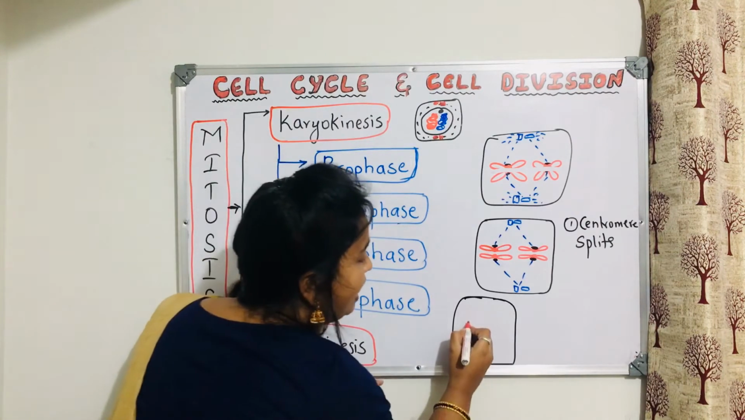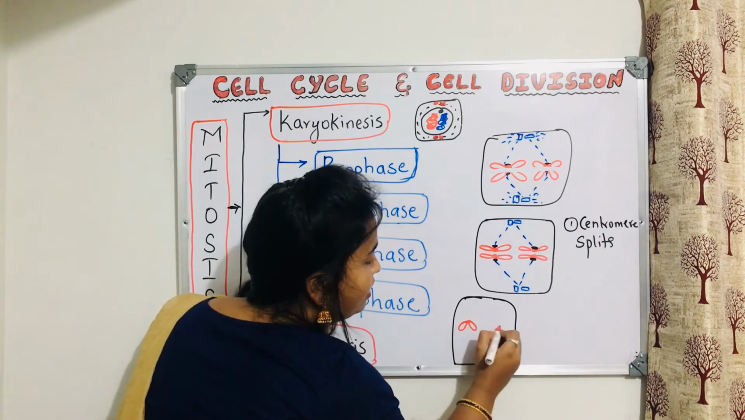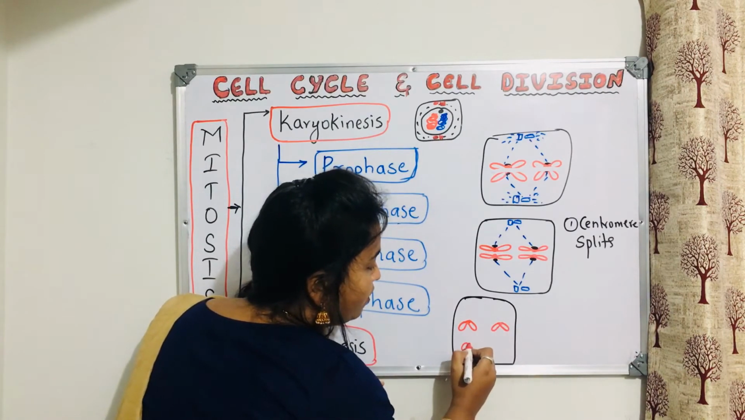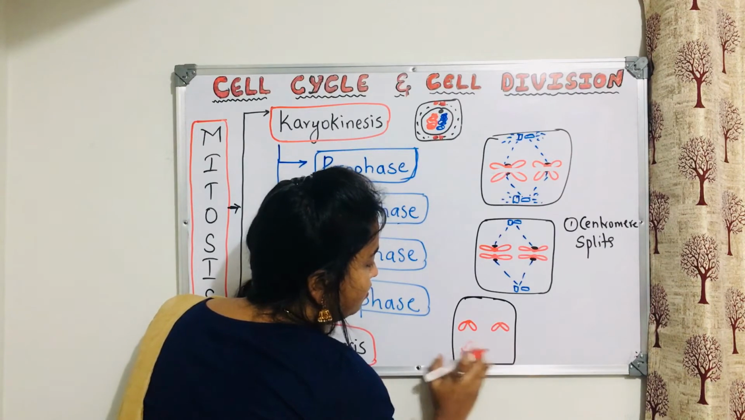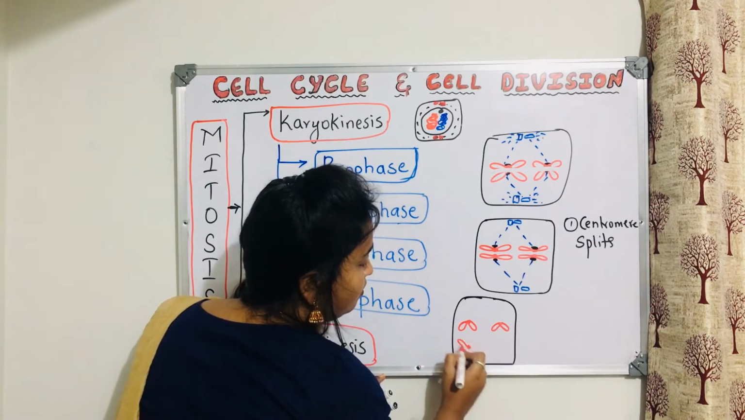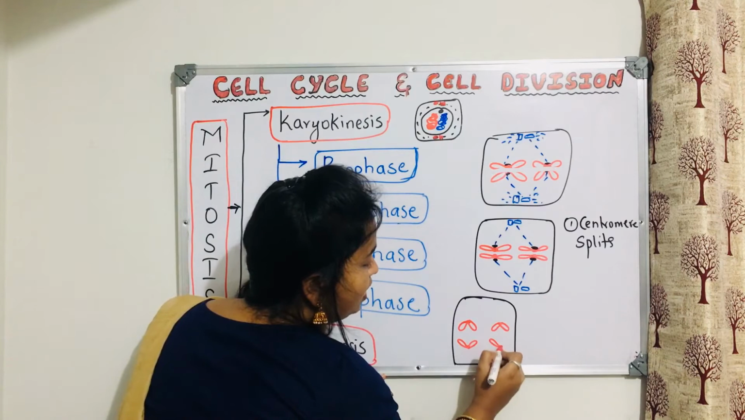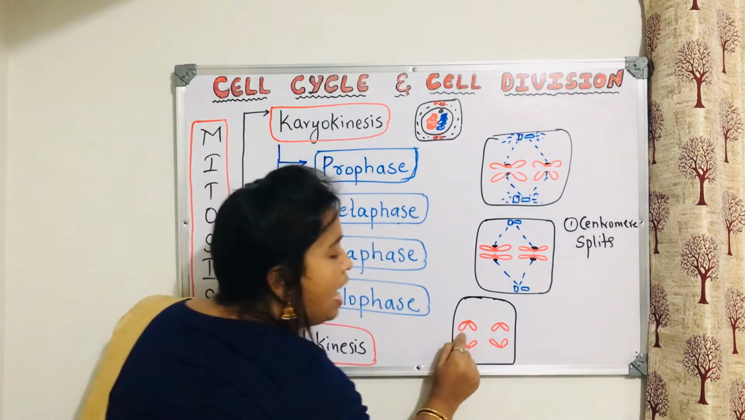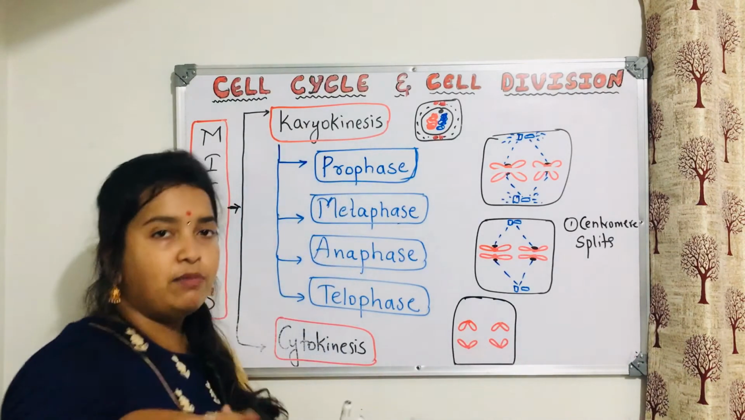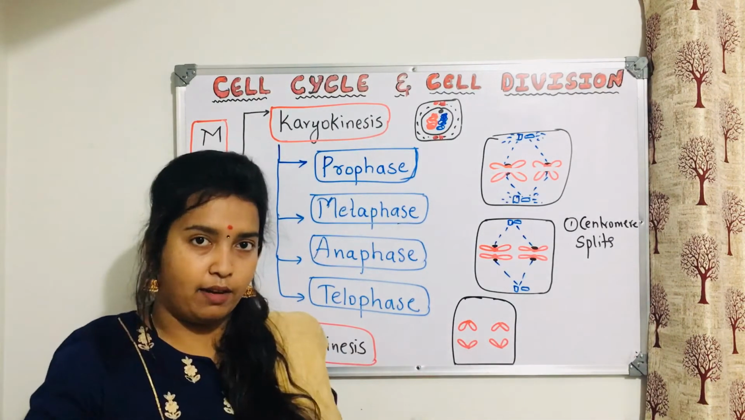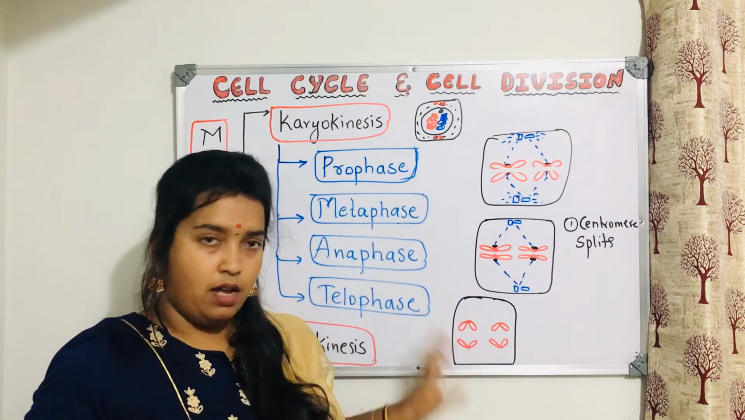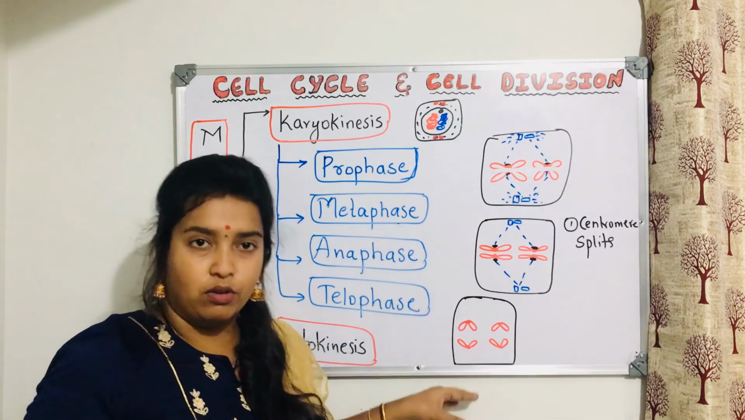So you can see that the chromatids started moving towards the polar region. So what is happening here? The arms of the chromatids, you can see that they are towards the equator, and the centromere region is pulled towards the pole. This is early anaphase, how it looks.